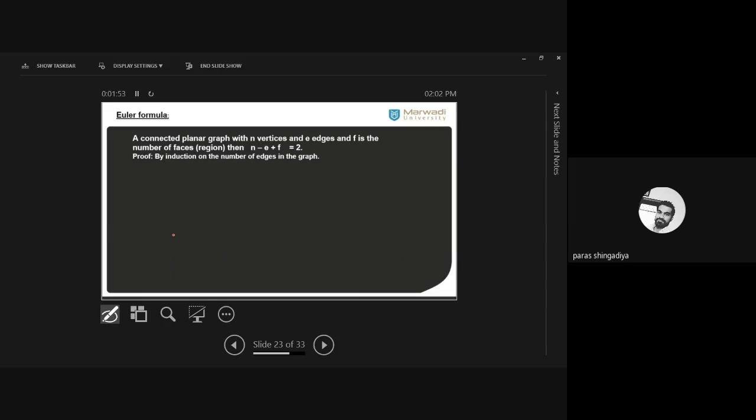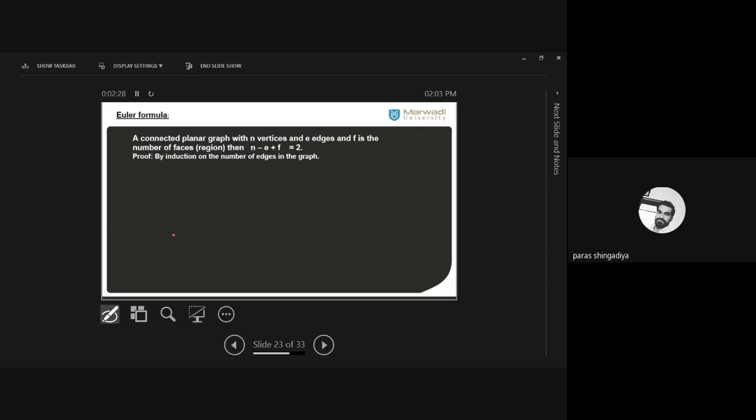That means we consider graphs which include e equal to 0 edges, e equal to 1 edge, e equal to 2 edges, and so on. These are the initial values of the edge. So in the first step, we prove this formula for initial values of e. In the second step, we assume this formula is correct for all such graphs which include e edges, and then we prove by using this statement that the result is correct for graphs which include e plus 1 edges.